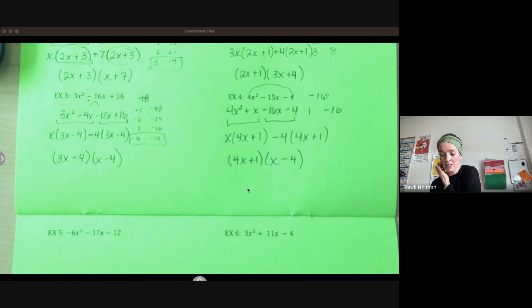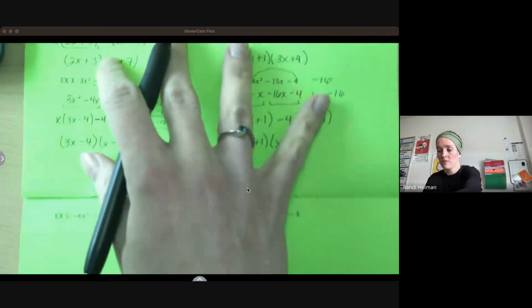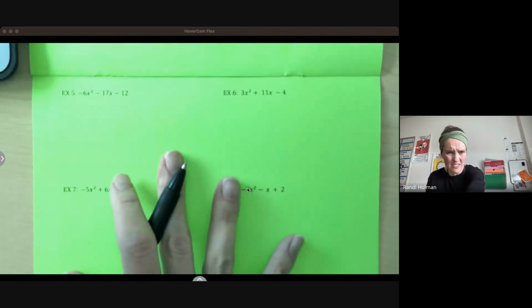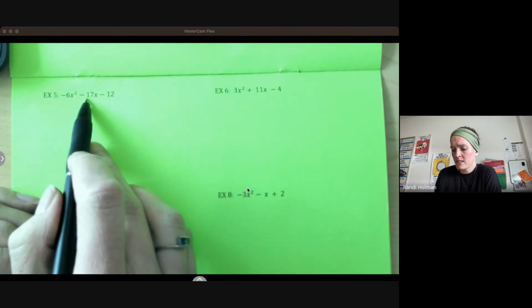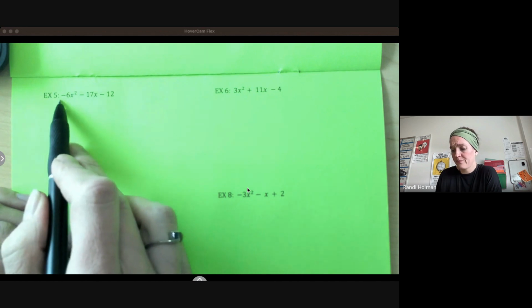Okay, hopefully you're getting pretty good at this. If you want to try some on your own and come back and check your answers, that's great. Or keep following along. So greatest common factor, 6, 17, 12.